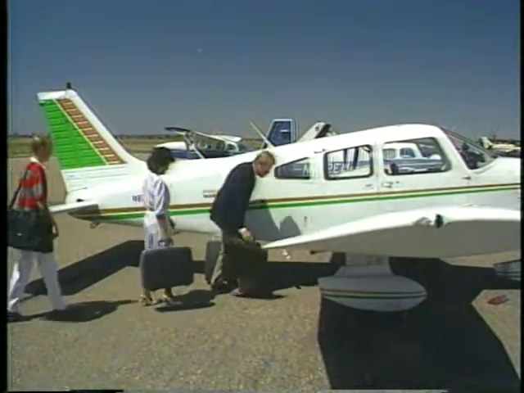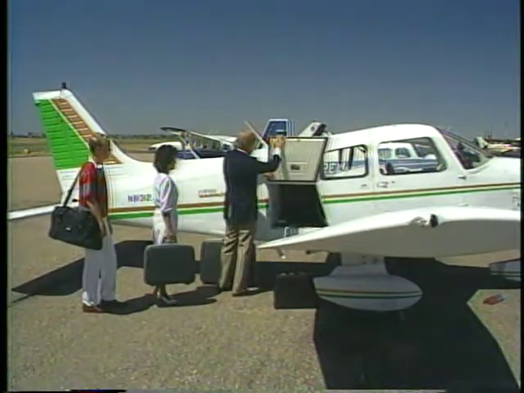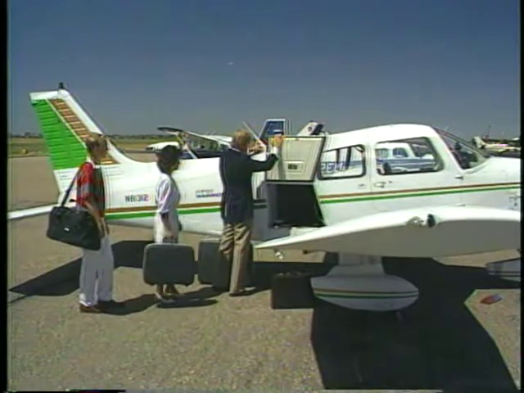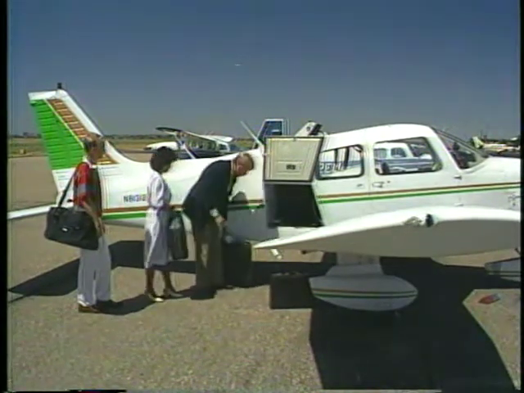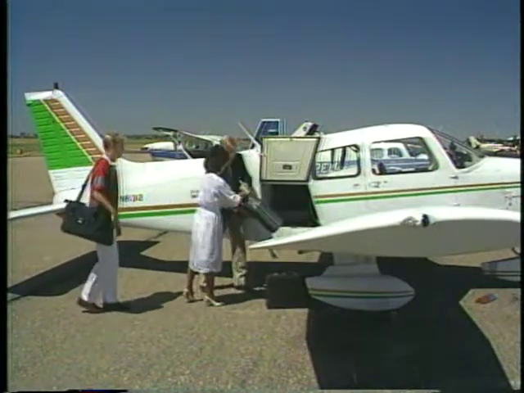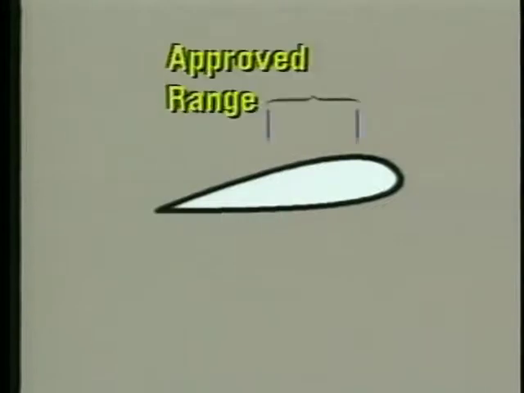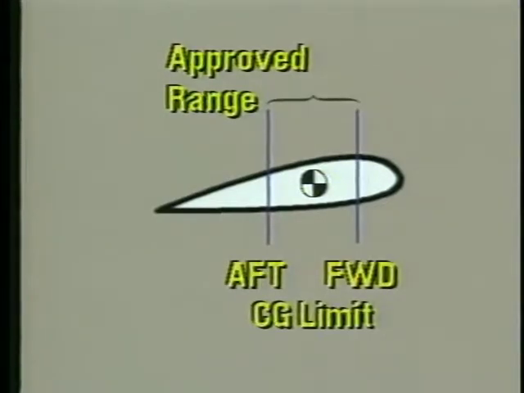Since pitch stability depends upon the difference in location between the center of gravity and the center of lift, the CG's location obviously plays an important role in how an airplane handles. By paying close attention to where and how much fuel, cargo, and people you load on an airplane, you can ensure that the center of gravity will remain within the limits set by the manufacturer.